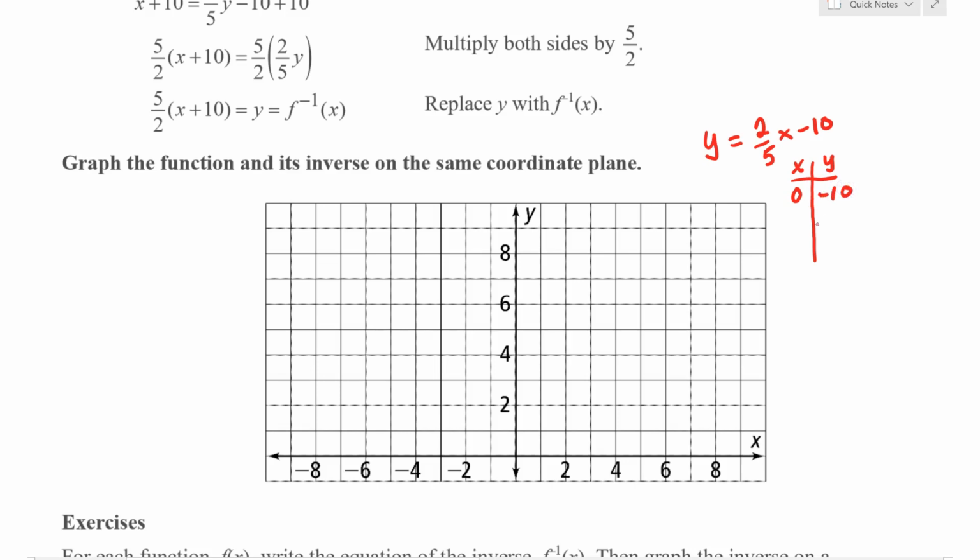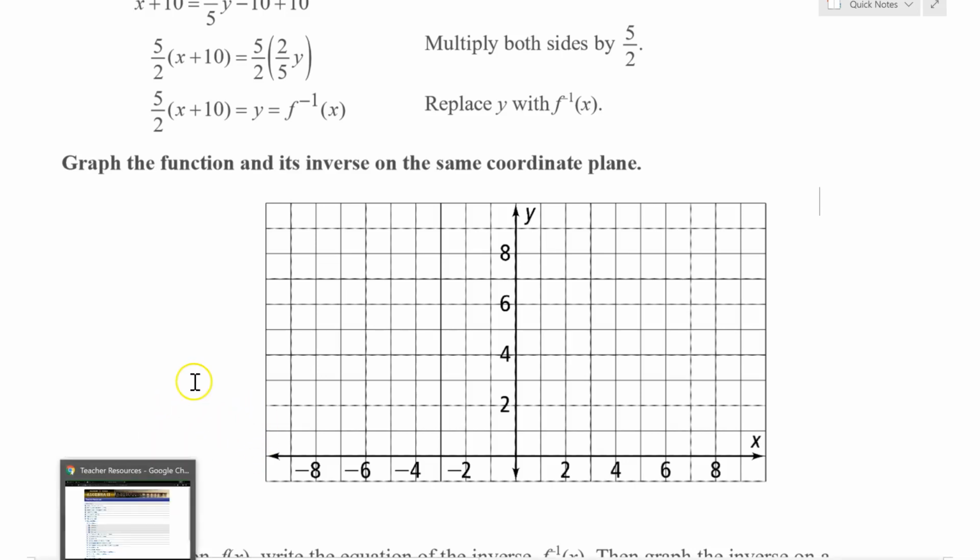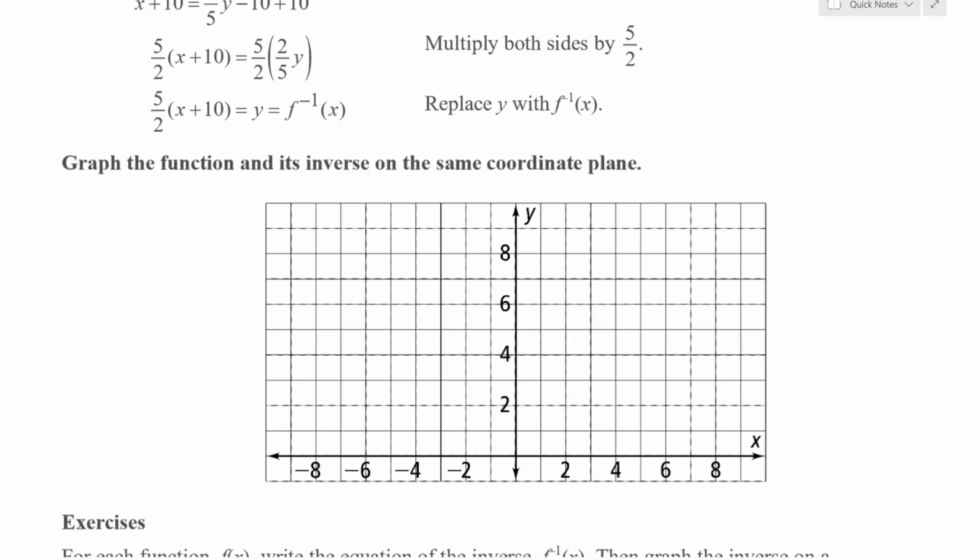0 gives -10, and we can't graph that. The next one is going to be 5. 5 times 2/5 is 2, so it's -8. That's not going to work. How about -5? That gives -2, which is -12. Okay, that's not going to work. I noticed it was not going to work, so I'm going to go ahead and use Desmos. If you want to pause it, you can. I'm going to pause it and go into Desmos.